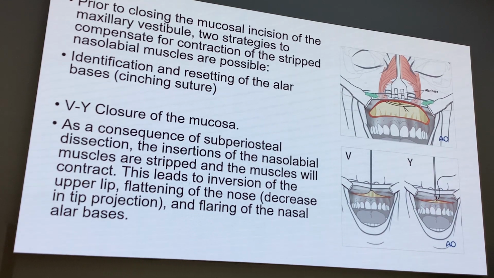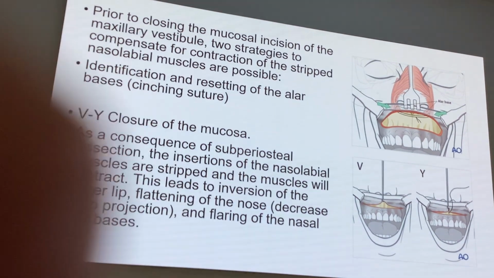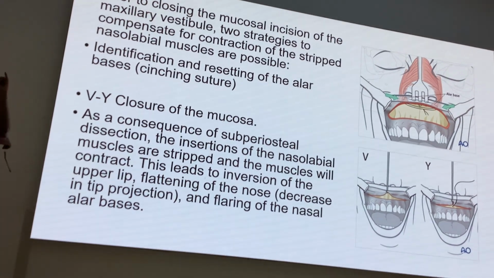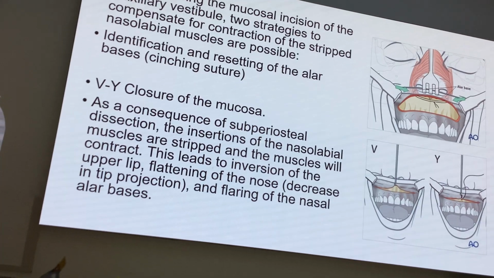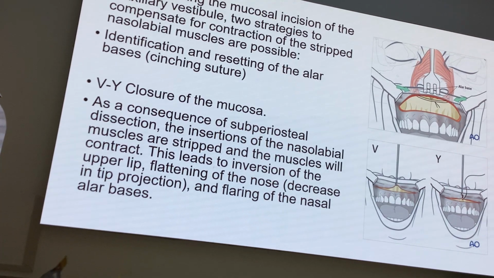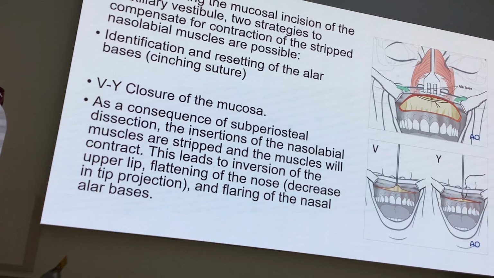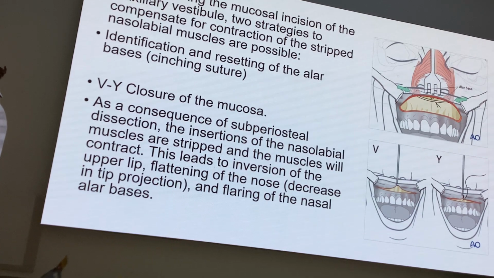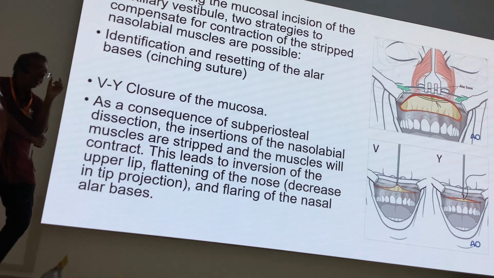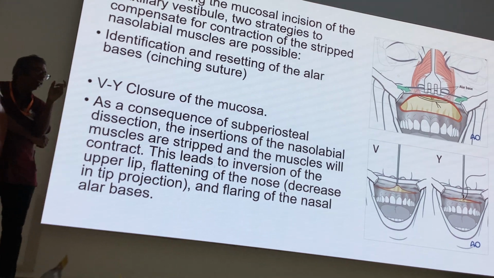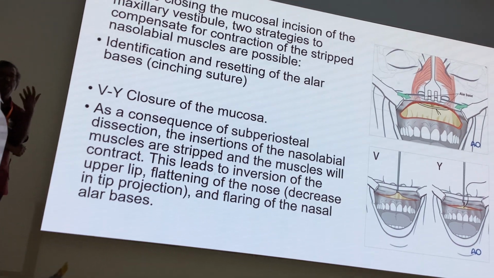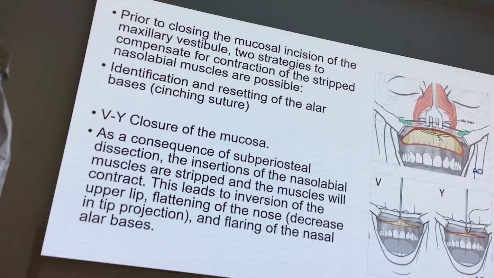So you have to focus on the ALR, the alar base. So you will be putting a cinch suture to reduce the widened area. Then obviously you can go for a V-Y closure.